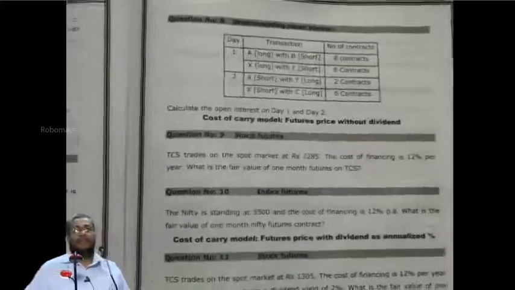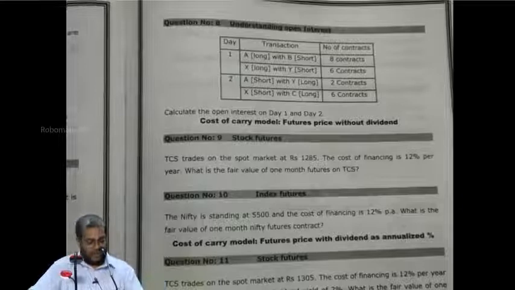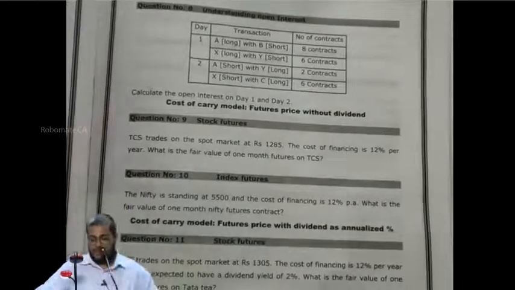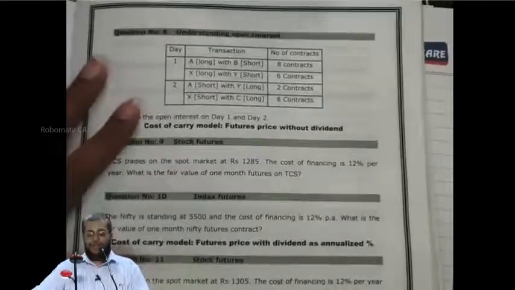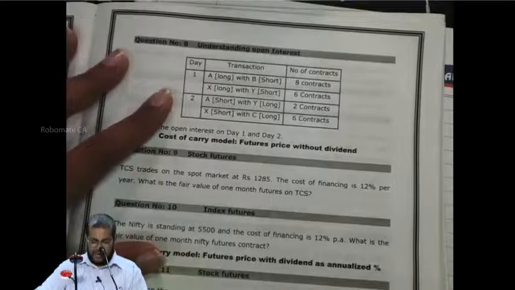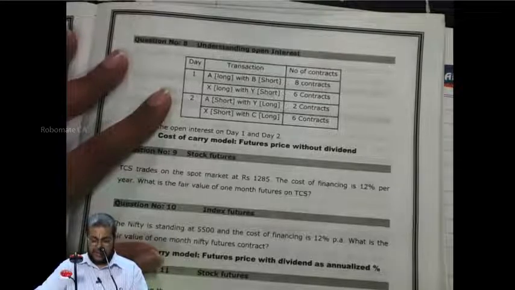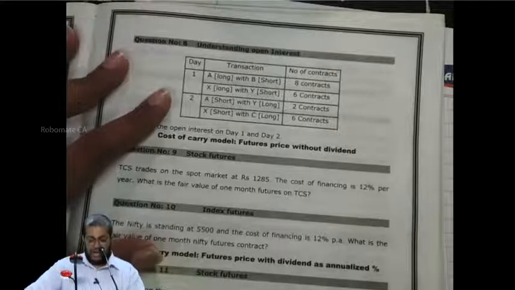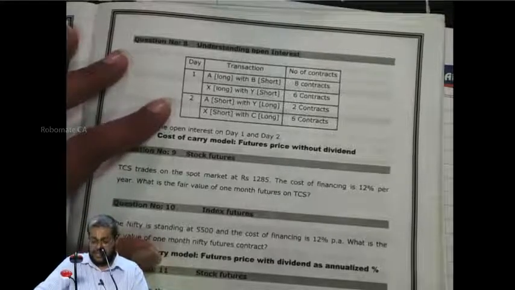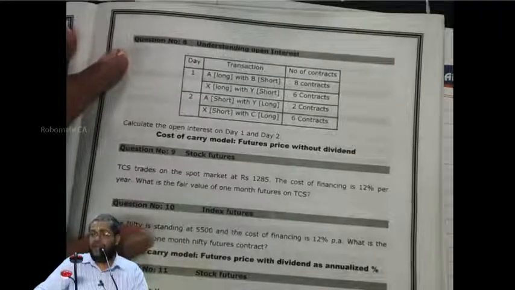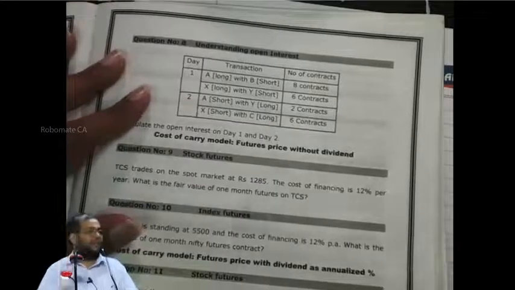Now I'm going to do question number 8. Let's do this sum together quickly. Now, in a futures market, the following transactions took place. Day 1, A long, B short 8 contracts, X long, Y short 6 contracts. Day 2, A short, Y long 2 contracts, X short, C long 6 contracts. Calculate the open interest on day 1 and then day 2. That's the question. Everybody following what I am saying?